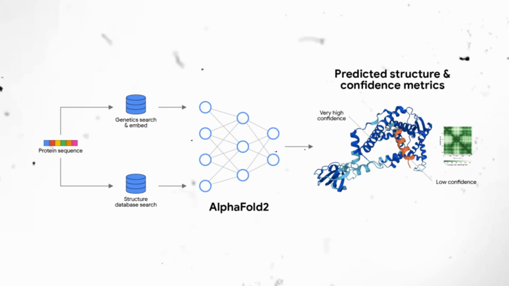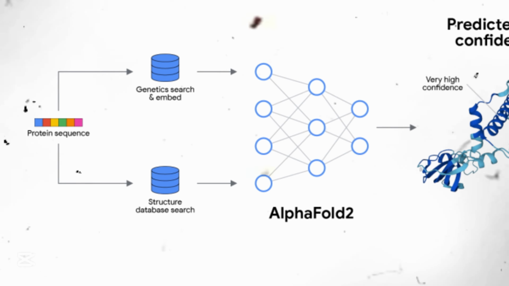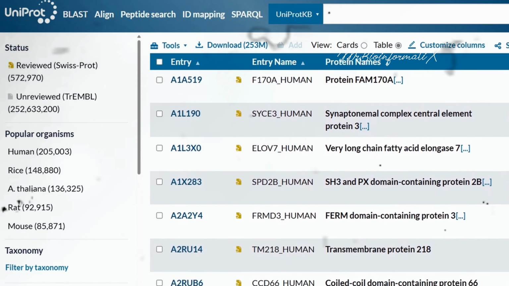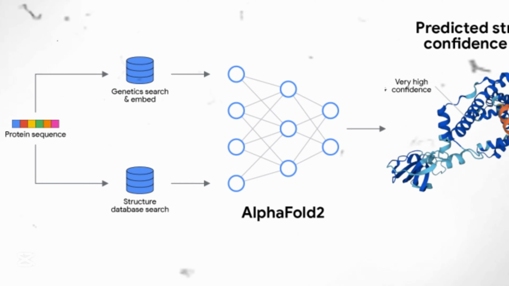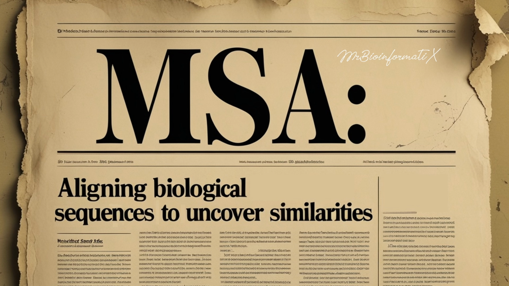How does it do that? The process begins with the input of a protein's amino acid sequence. AlphaFold 2 then searches in a sequence database, like UniProt, to find similar protein sequences. From these similar sequences, AlphaFold 2 then generates a multiple sequence alignment, or MSA. What is MSA? MSA is a method used to align several biological sequences to find similarities.